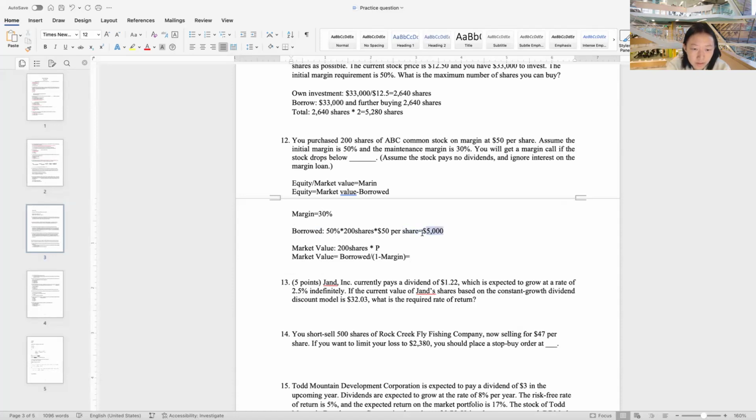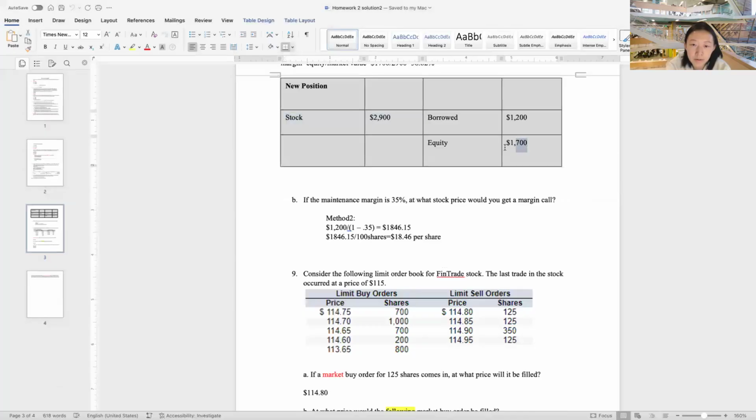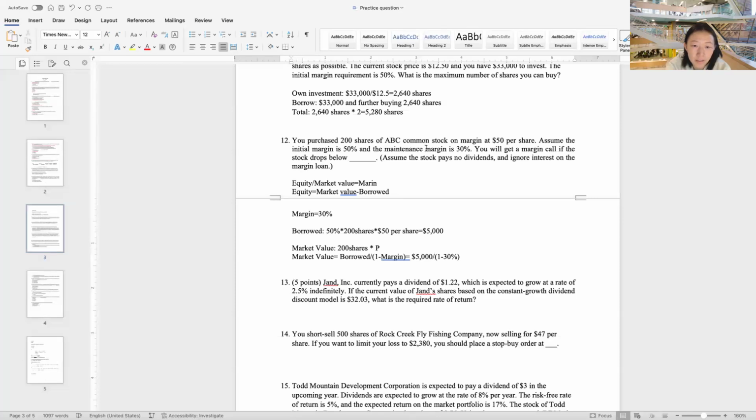So 5,000 divided by 1 minus 30%. Okay, so the borrow amount represents 70%, and the equity represents 30%. That is defined by the question, the threshold for maintenance margin here. And that is 5,000 divided by 0.7.